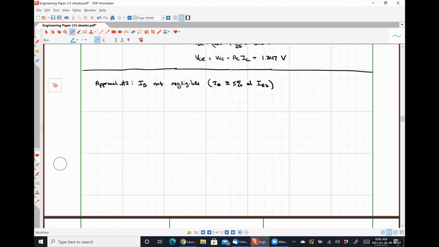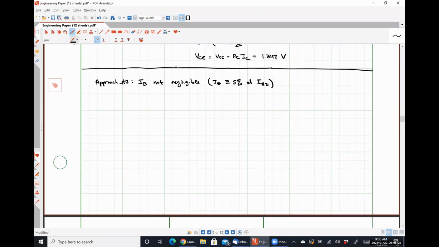So if I have this network, here's R1, here is R2. This voltage at this pin is my Thevenin voltage. So what's that going to be?